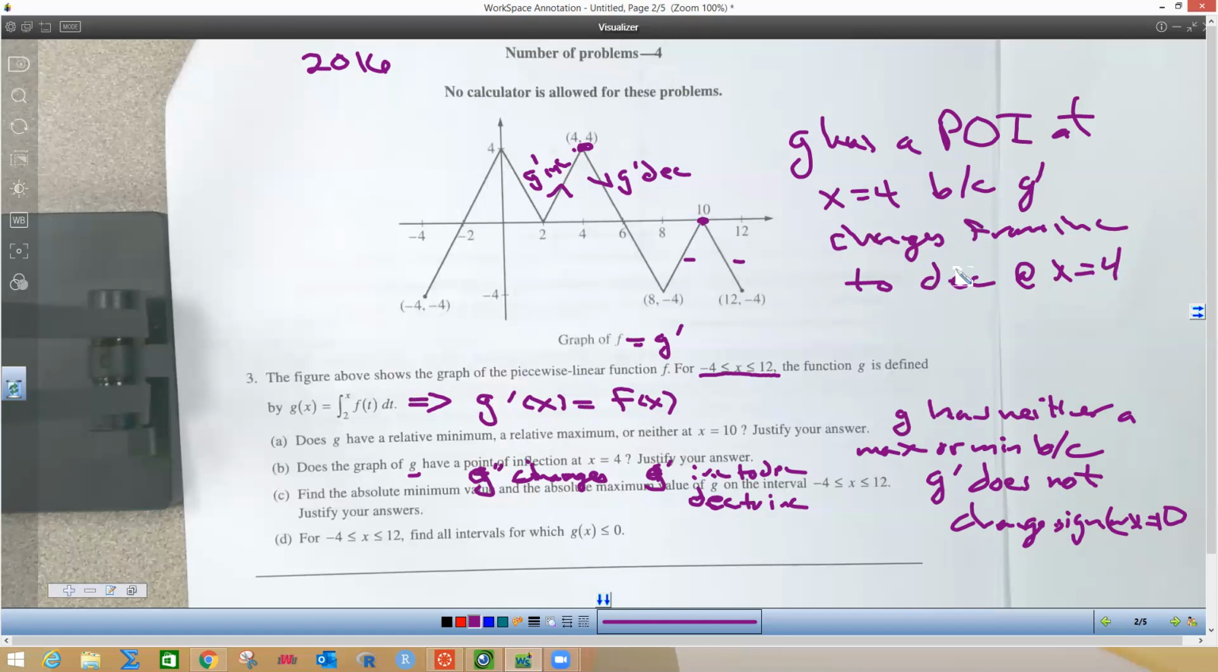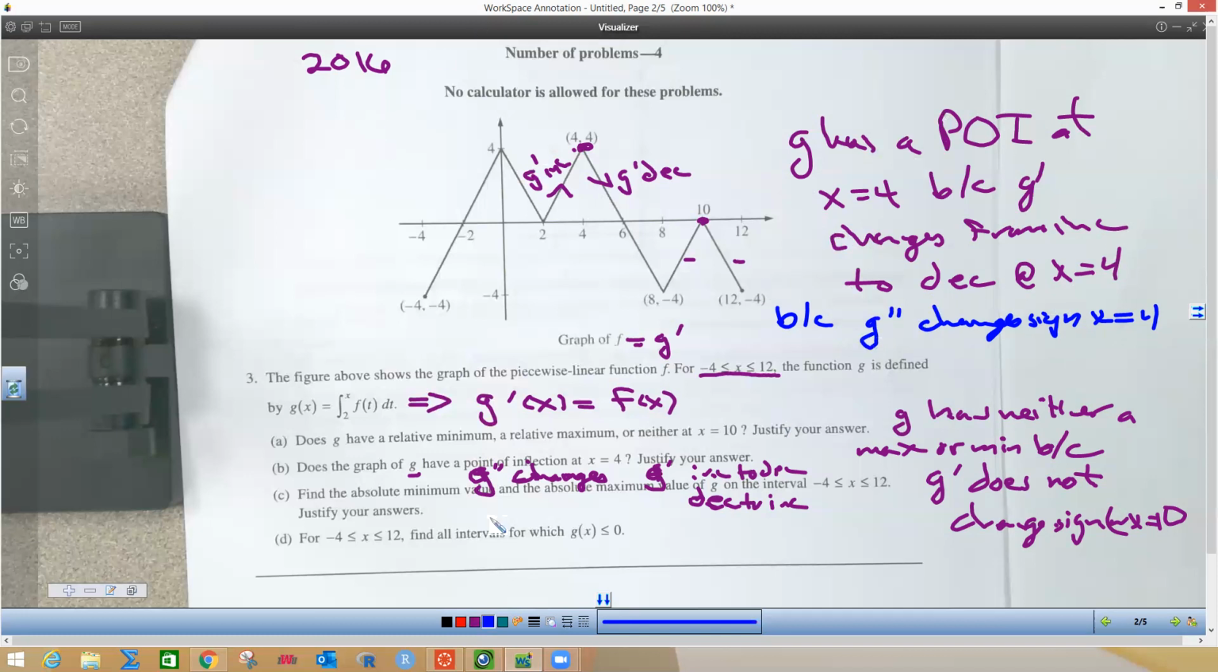Now the other thing you can say in there that they've always counted, they usually want you using what you have, and this is G prime. They've also counted this: you'd say G has a poi at x equals 4 because G double prime changes sign at x equals 4. They've always accepted that, even though this is G prime, not G double prime. The one in purple is the best answer. That's the one they want the most.